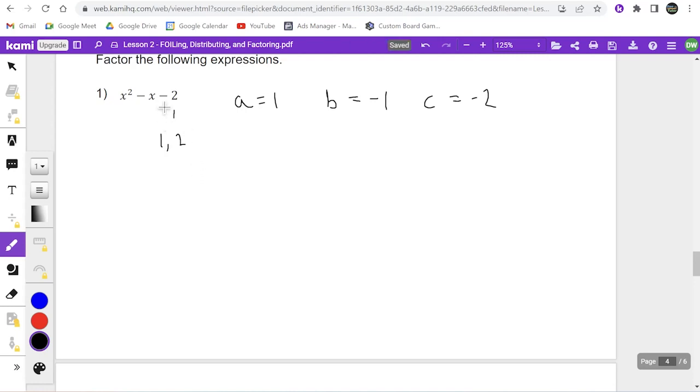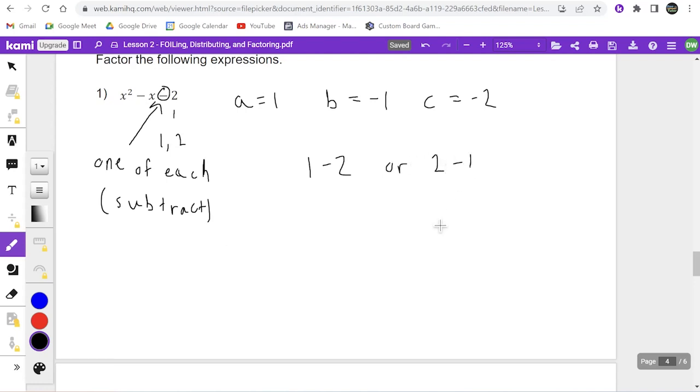Step 2 is we need to figure out if it's both positive, both negative, or one of each. See that minus sign there? See how it's minus 2? That immediately means it's one of each. If it was both positive or both negative, that would be plus 2. We'll see that later. And because it's one of each, that means we're going to be subtracting our factors. So immediately, I know it's either going to be 1 minus 2 or 2 minus 1. That must be the right factors, one of these two.